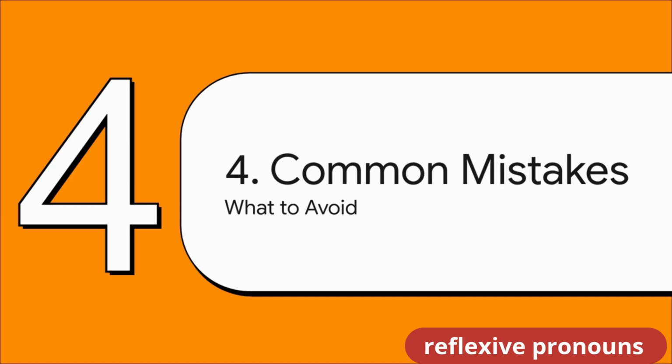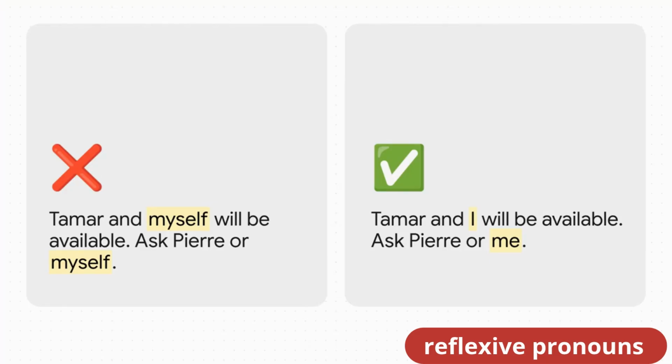Okay, now it's time to talk about some of the most common mistakes people make. And this first one is so common that you will hear native speakers make it all the time, usually when they're trying to sound a little more formal or professional. This is the big one. People love to use myself when they really should be using I or me. Here's the ultimate test, and it works every single time. Just take the other person out of the sentence. You would never say, myself will be available. You'd say, I will be available. The rule doesn't change just because you add somebody else's name in there.